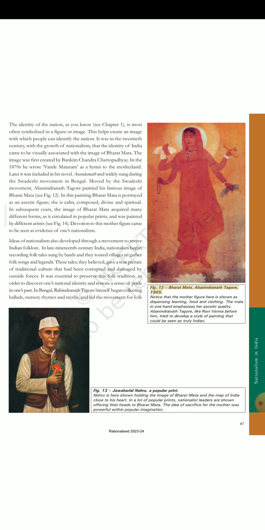Fig. 12 Bharat Mata, Abanindranath Tagore, 1905. Notice that the mother figure here is shown as dispensing learning, food and clothing. The mala in one hand emphasizes her ascetic quality. Abanindranath Tagore, like Ravi Verma before him, tried to develop a style of painting that could be seen as truly Indian. Fig. 13 Jawaharlal Nehru, a popular print. Nehru is here shown holding the image of Bharat Mata and the map of India close to his heart. In a lot of popular prints, nationalist leaders are shown offering their heads to Bharat Mata. The idea of sacrifice for the mother was powerful within popular imagination.